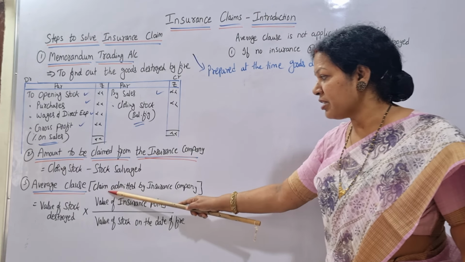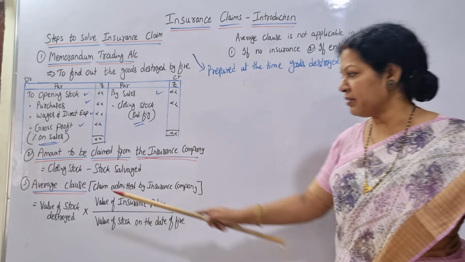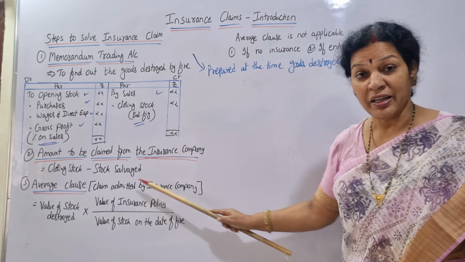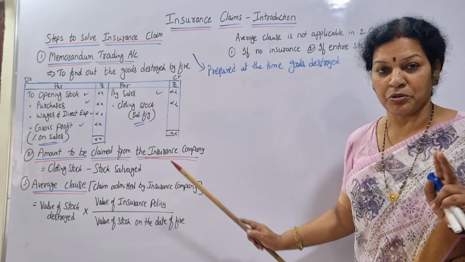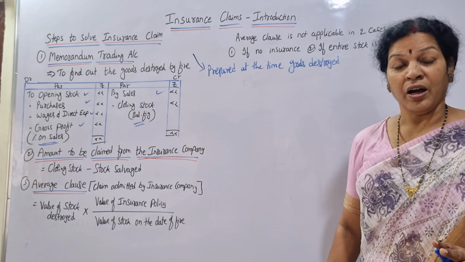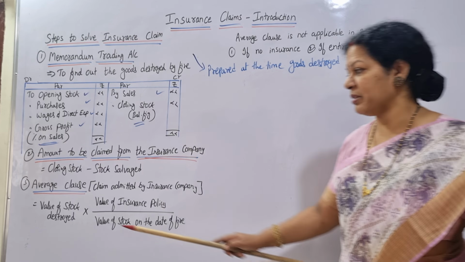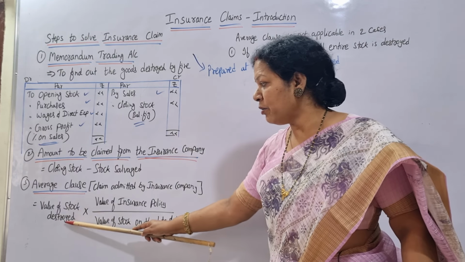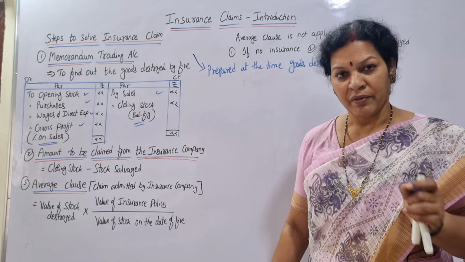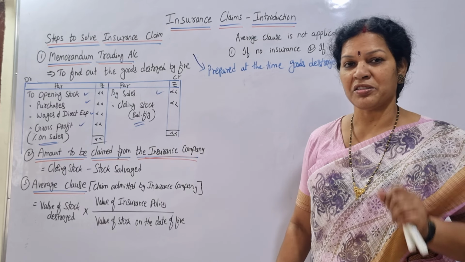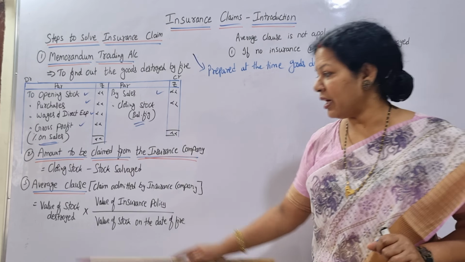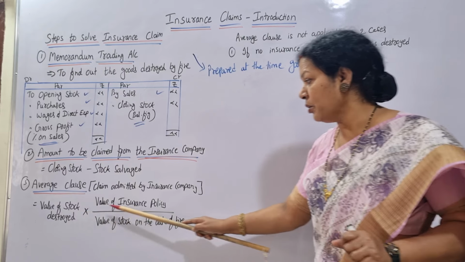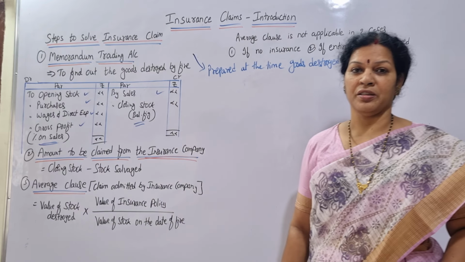Now, this is claim admitted by the insurance company. Average clause means nothing but claim admitted by the insurance company. How do we get it? There is a formula. Please remember this. Formula is value of stock destroyed, how much stock is destroyed, that value into value of insurance policy.